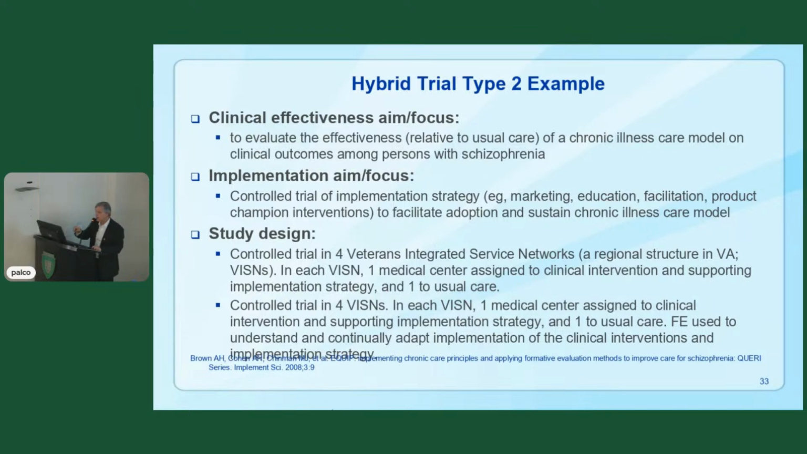And in each of these integrated service networks, one medical center is assigned to the clinical intervention and supporting implementation strategy, and one to the usual care. So each of the 4 has 2 clinics. One is taking up the new chronic care model. The other one is taking the usual care. So it's 2 multiplied by 4. So you have eight centers, 4 with one implementation structure and 4 with another. But still the same outcome and the same interventions, like from the point of view of medication or adjunct treatment. So we're looking at real implementation here. We're beginning to really look at implementation.